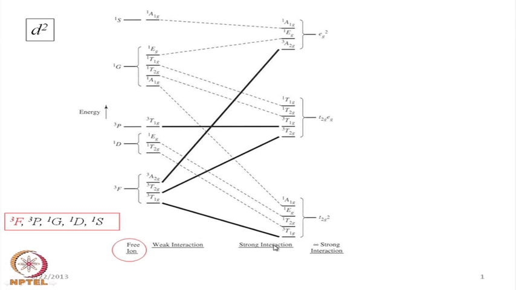As we move from left to right, the crystal field strength is increasing, and at some point we will have a strong interaction, an infinitely strong interaction. This interaction tells us that both the two electrons are in the t2g level. So, these are the corresponding orbital occupancies.